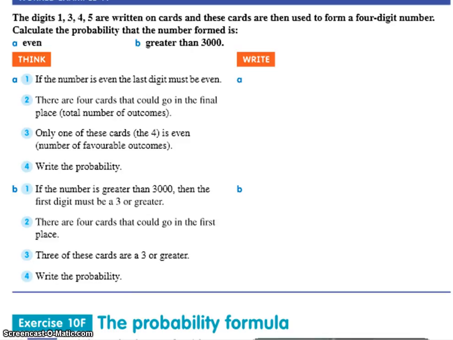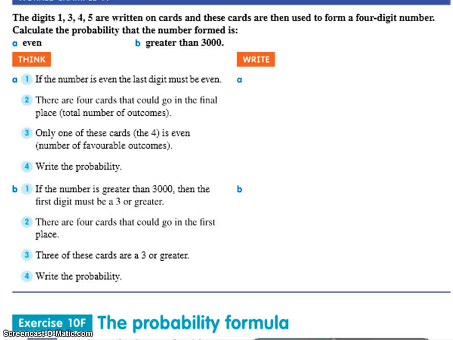First thing you've got to think of is if the number is even. If the number is even, the last digit has to be an even number. Would you agree? Yeah. Cool. Because if it's not an even number at the end, then it can't be even. For it to be divisible by 2, it has to be even.